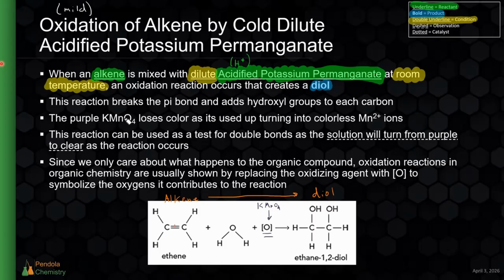There is an observation that goes along with this reaction as well. Because potassium permanganate is purple when it's just the potassium permanganate, once the potassium permanganate reacts with the ethene, it actually loses its color, turning into the colorless manganese 2+ ion. Meaning that this reaction is going from purple to colorless when it happens, or we can say that the solution decolorizes. So let me write that on here, decolorizes.